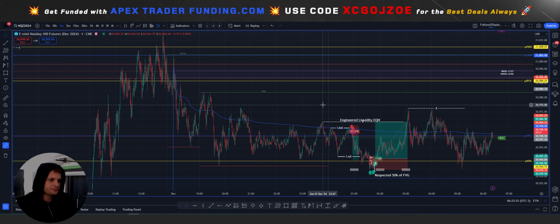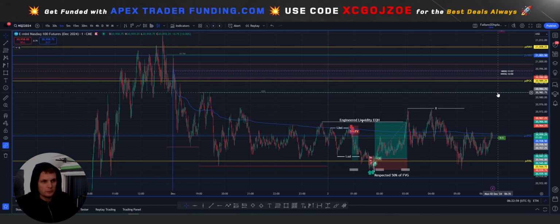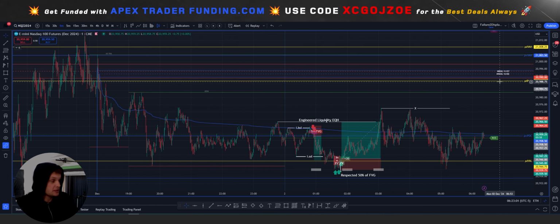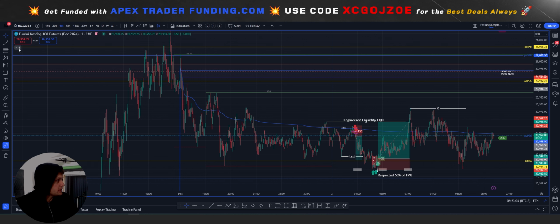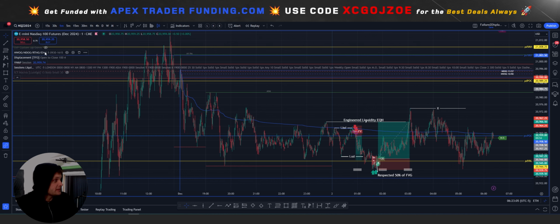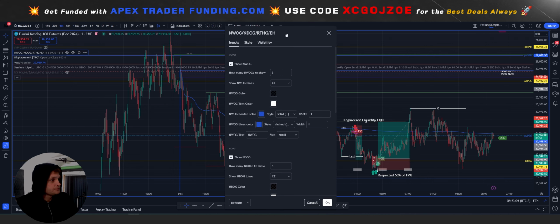So we can see, as today is a Monday, the new day opening gap is up here. It's been classified as a new week opening gap as well, because obviously it's the start of the new week. I'm using a plugin to identify new day opening gaps and new week opening gaps.